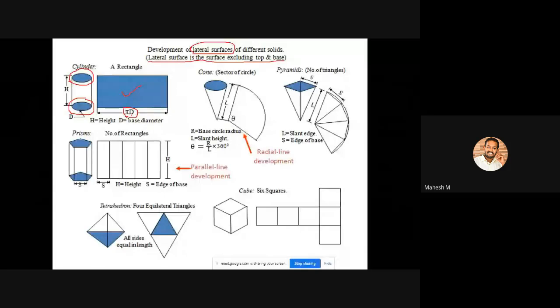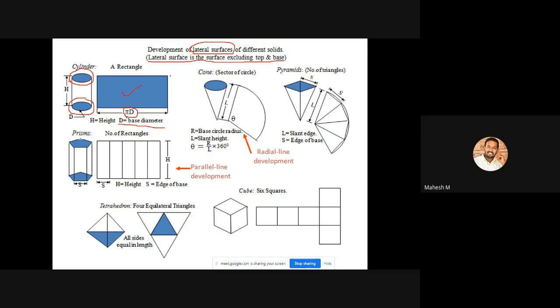The formula for cylinder is pi into d. The value of pi is 3.14, which is common for all kinds of mathematics problems. And what is meant by d? d is the base diameter. Normally for a cylinder, you will have the values for the diameter and also the height of the cylinder. With the base diameter itself, you can find the length of this rectangle.